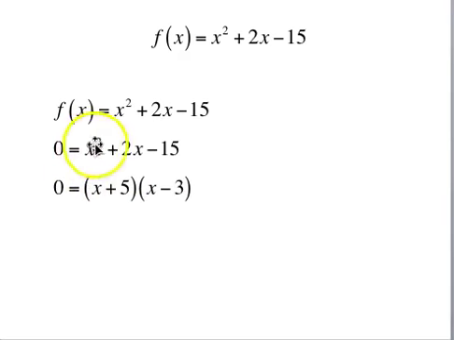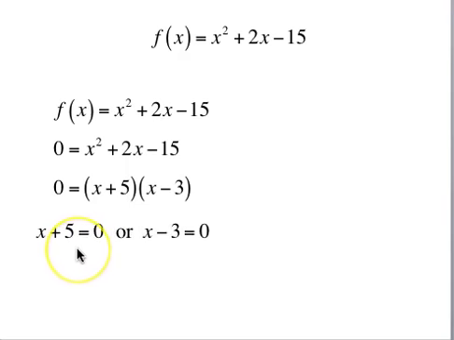When you are solving a quadratic equation, it must be equal to 0. It's that 0 property that enables us to solve it. So x plus 5 is 0 or x minus 3 is 0. If x plus 5 is 0, adding -5 to both sides, x is -5. Adding 3 to both sides, x is 3. So those are the same two zeros that we saw before.